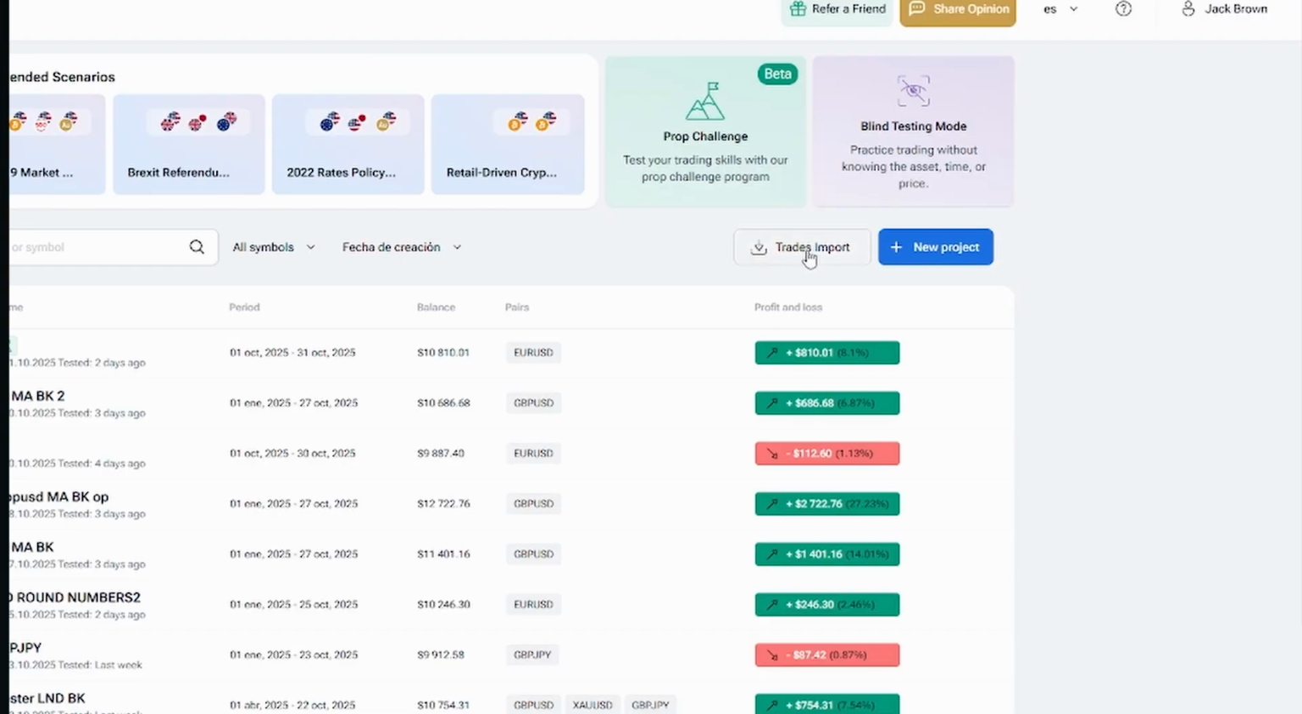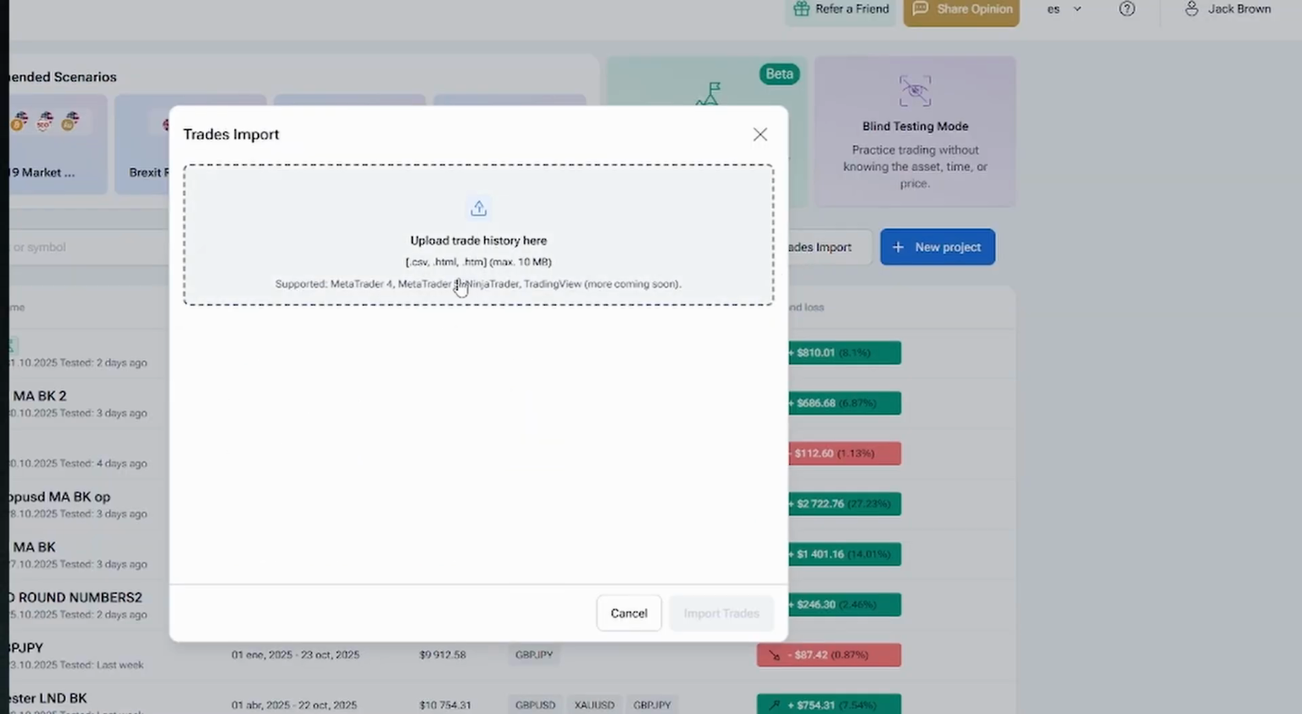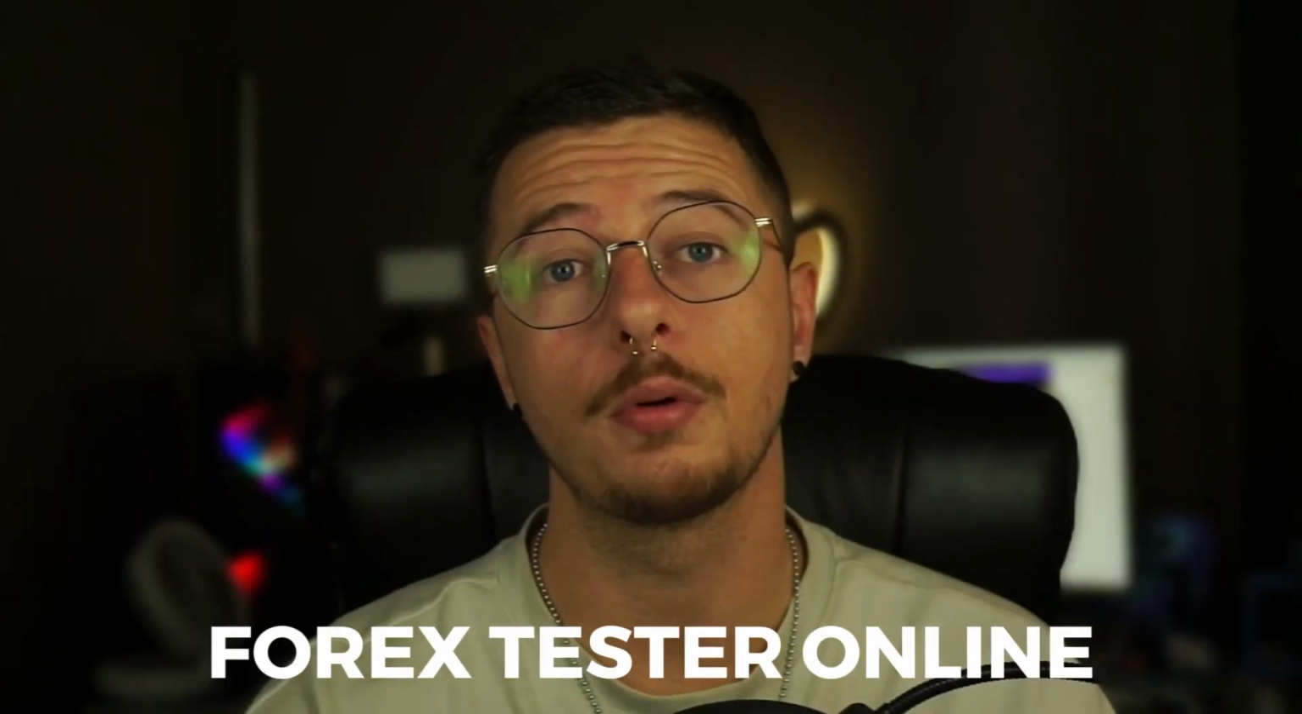My name is Jack, and today I'm going to guide you through how you can import your trades from your live trading account or your demo trading account into Forex Tester Online so you can analyze every trade and see what the analyzer gives to help you be more profitable in the market.